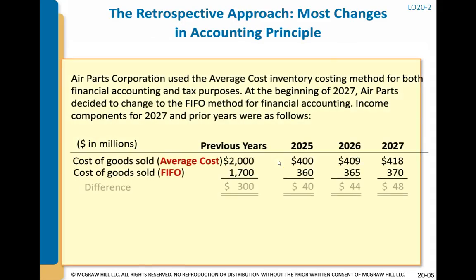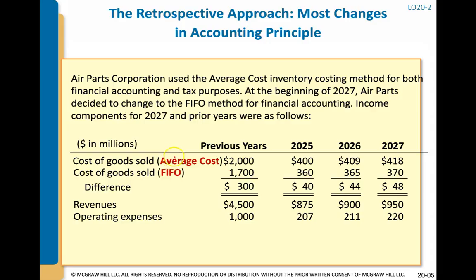Okay, let's go through an example. Air Parts Corporation used the average cost inventory costing method for both financial accounting and tax purposes. First, before I even get into this, hopefully you will recall from your income tax accounting chapter that if the items are treated the same for financial accounting and tax purposes, then there's no tax adjustment needed. However, if income or expense is taken at different points in time between financial accounting and tax, then either a deferred tax asset or deferred tax liability needs to be recorded.